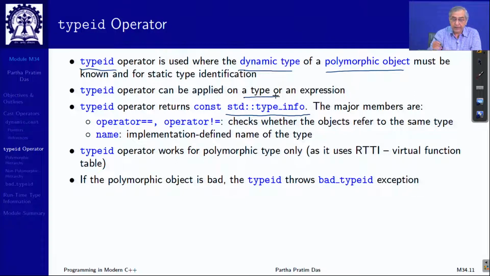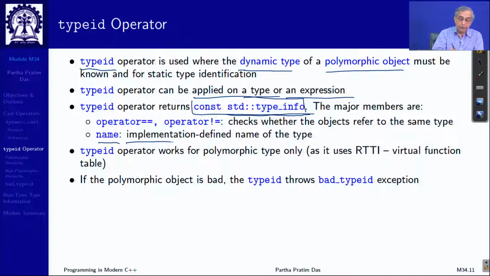So, it can be applied on a type or on an expression. This typeid operator actually gives you access to the type_info structure, which as you can see is defined in the standard library under the std namespace. So, what can you do? You can compare two types for equality and inequality, naturally less than and greater than do not make sense, and you can invoke a name member function which gives you a user-understandable text representing the name.